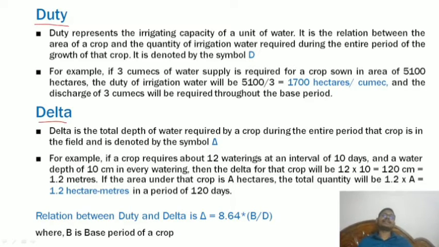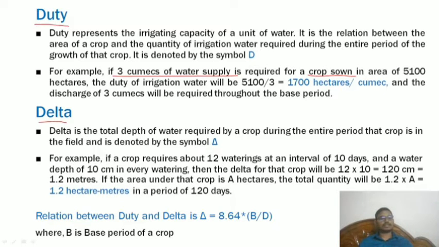Duty represents the irrigating capacity of a unit of water. It is a relation between the area of the crop and the quantity of irrigation water required during the entire period of growth of that crop. It is denoted by the symbol D. For example, if 3 cumecs of water supply is required for a crop sown in an area of 5100 hectares, the duty of irrigation water will be 5100 by 3, that is 1700 hectares per cumec. And the discharge of 3 cumecs will be required throughout the base period. That is the way we have to calculate.